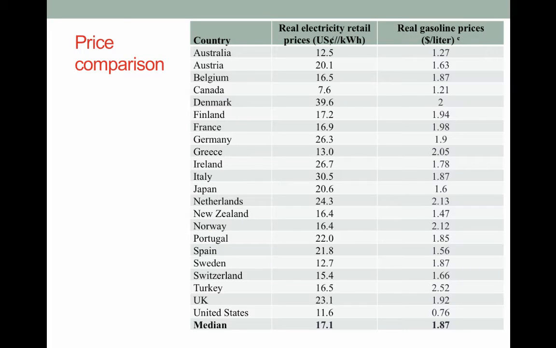This chart compares the energy prices in the US with other industrialized countries. All countries listed in this table are members of the Organization for Economic Cooperation and Development, OECD. They are all industrialized countries. The United States has the lowest level of electricity price except for Canada. The United States also has the lowest level of gasoline price.